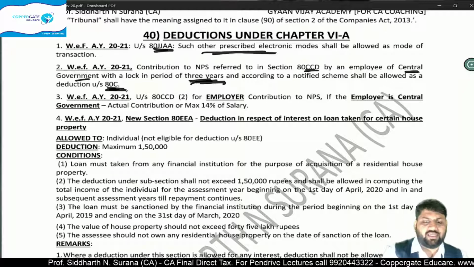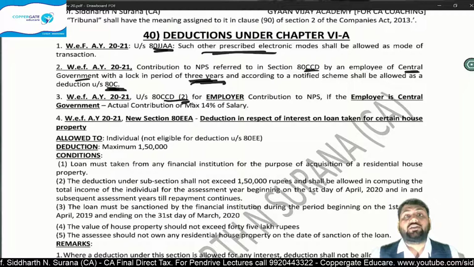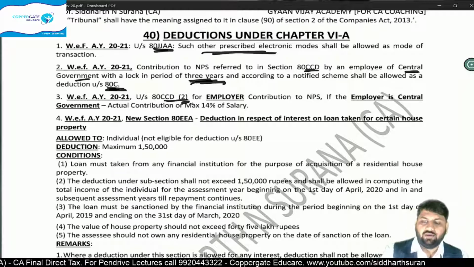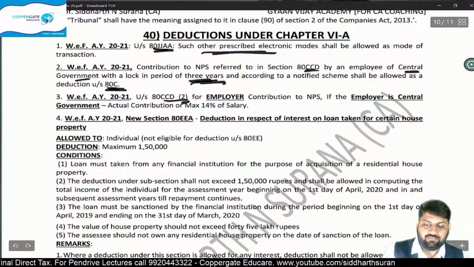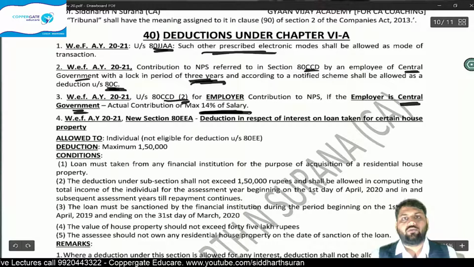Next amendment is section 80CCD subsection 2. If you remember, what is subsection 2? Employer contribution to NPS. The existing limit was 10% of salary, but for employees of central government, we are changing the limit from 10% to 14%.